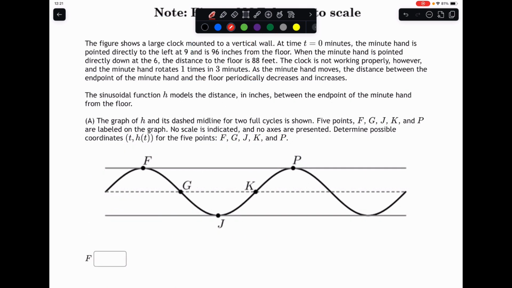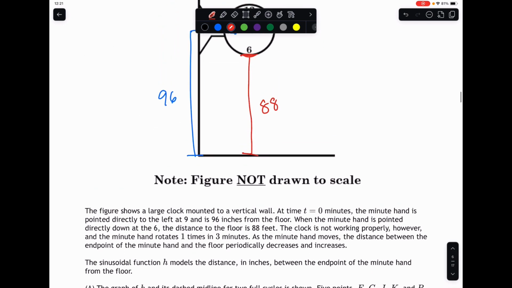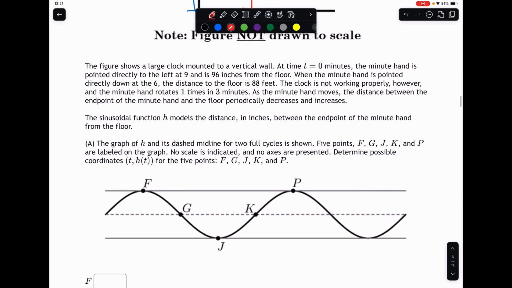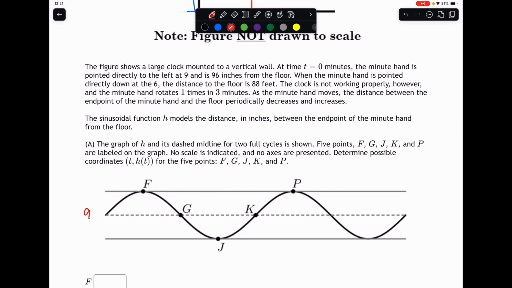So let's look at what letter A says. Again, question A, same situation. We need to find, again, the coordinates for these 5 points. And since we're given, again, that the middle point is going to be 96 feet, and when the minute hand's pointing downwards, that minute hand's going to be closest to the floor, and that's going to be 88 feet.